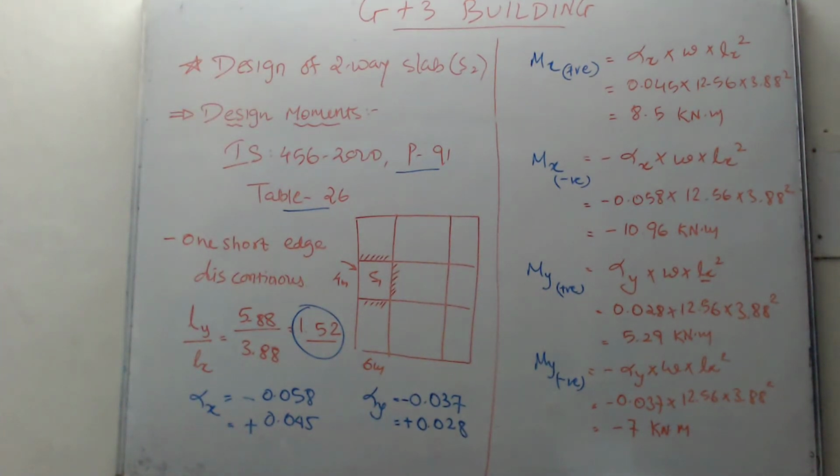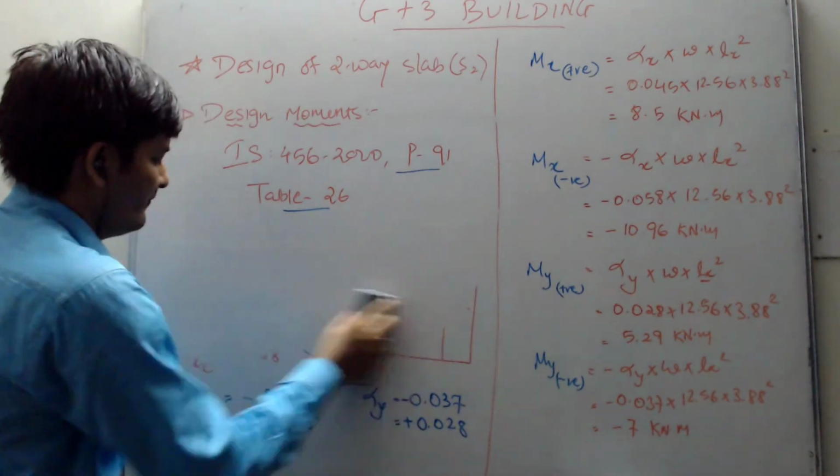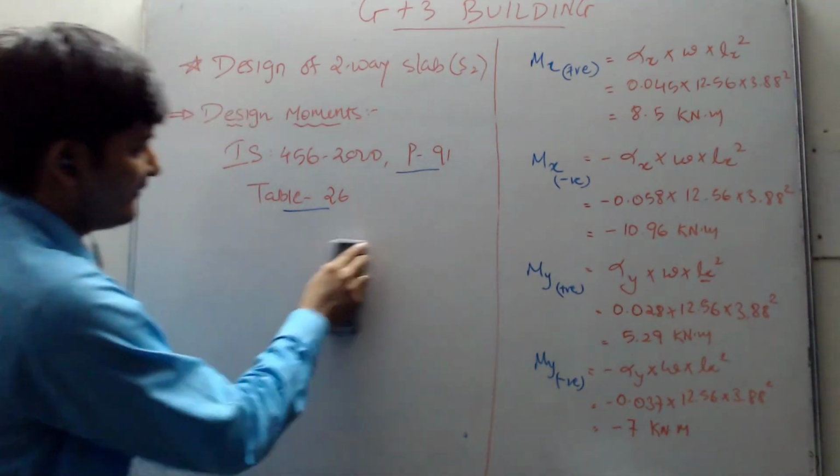Now let us understand this concept, that why these positive and negative values are coming, right? Why these positive values are coming and negative values are coming, and where they are to be applied.